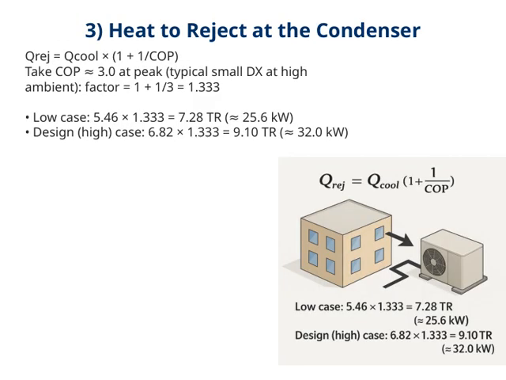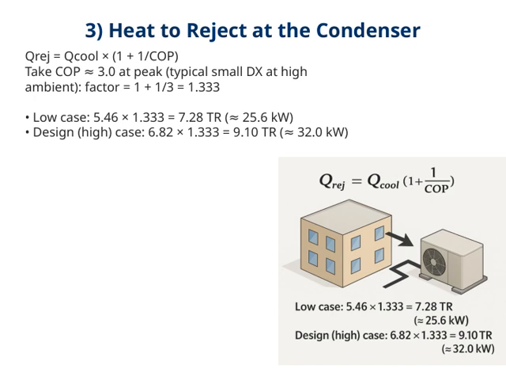Let's talk about the heat rejected at the condenser, which we denote as Qrej. This value depends on the cooling load, Qcool, and the coefficient of performance, or COP. The formula here shows that Qrej equals Qcool multiplied by 1 plus 1 over COP. Now, at peak conditions, we typically take a COP of about 3 for small direct expansion systems operating at high ambient temperatures. So, plugging that in, the factor becomes 1 plus 1 divided by 3, which simplifies to approximately 1.333.